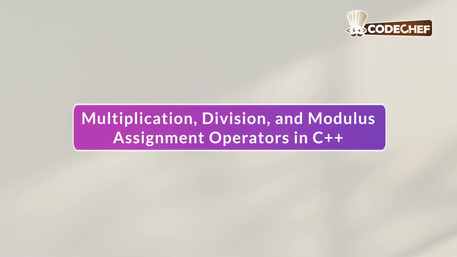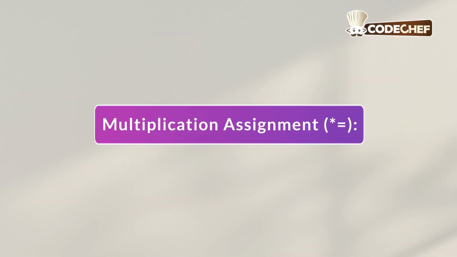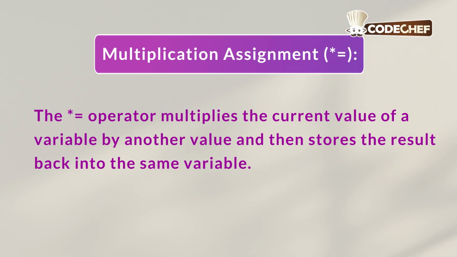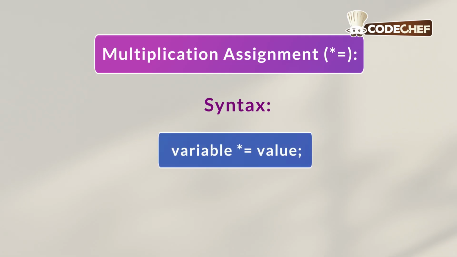Multiplication, division, and modulus assignment operators in C++. These operators are compound assignment operators, which means they combine a basic arithmetic operation with assignment. So let's start with multiplication assignment, which is denoted by star and equal to symbols. The star equal to operator multiplies the current value of a variable by another value and then stores the result back into the same variable. It's a shortcut for variable equal to variable into value. And as you can see, its syntax is variable star equal to value semicolon.